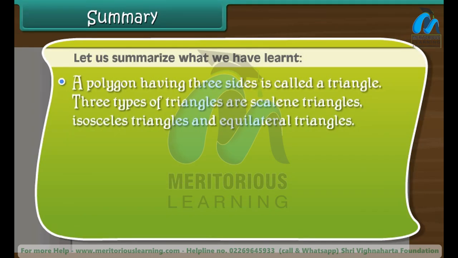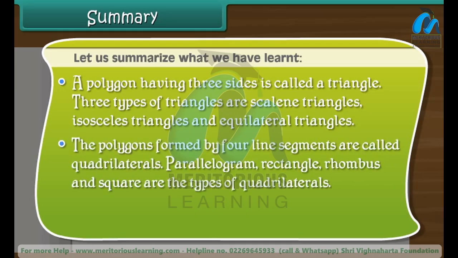A polygon having three sides is called a triangle. Three types of triangles: scalene triangles, isosceles triangles, and equilateral triangles. The polygons formed by 4 line segments are called quadrilaterals. Parallelogram, rectangle, rhombus, and square are the types of quadrilaterals.